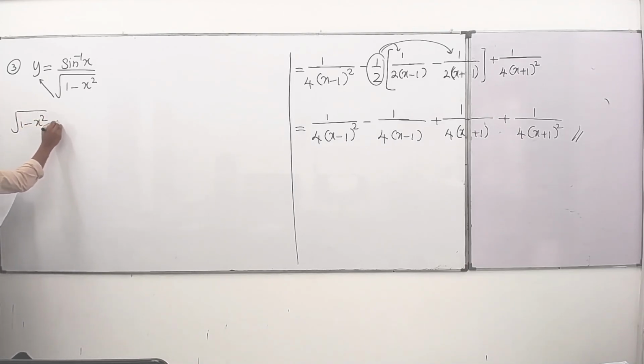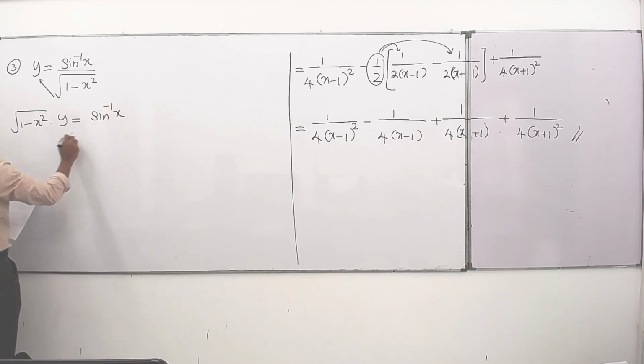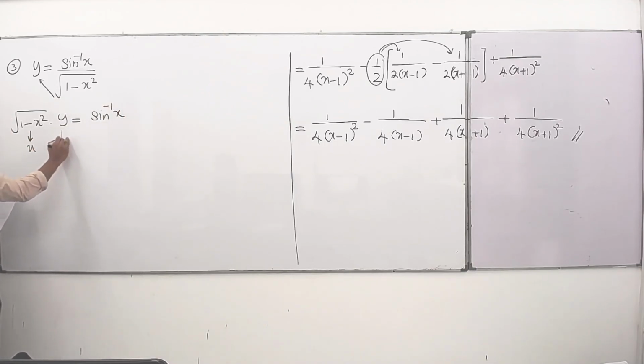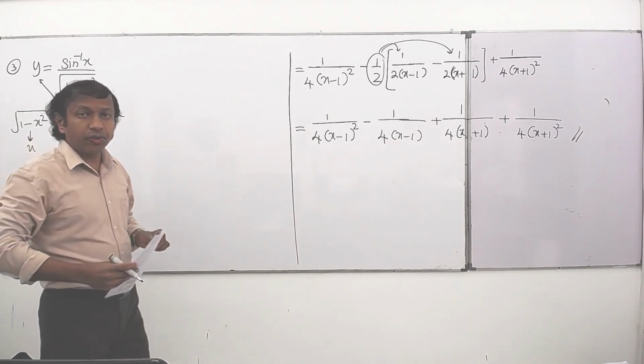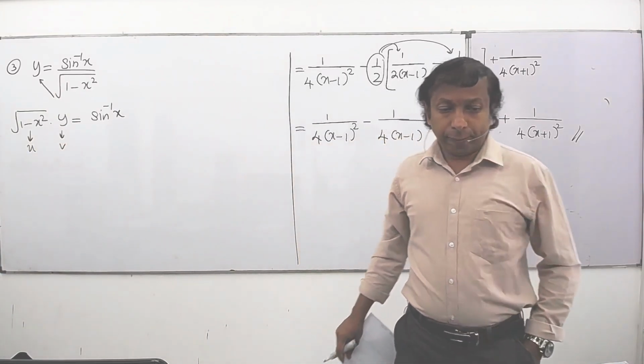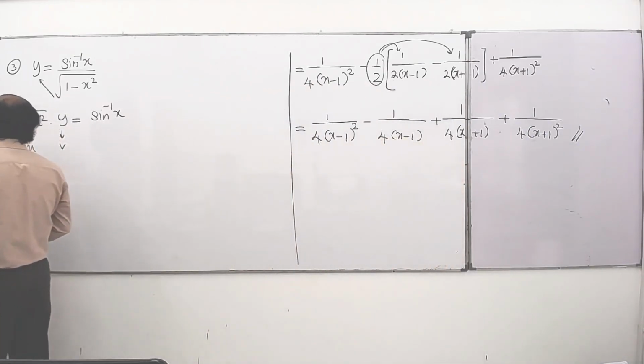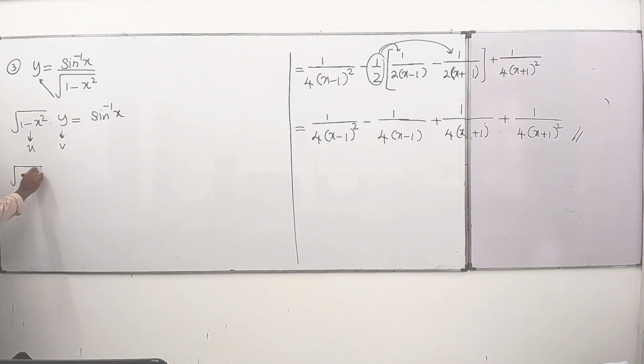1 minus x squared times y equals sin inverse x. This is a u function, this is a v function, right? UV product form only, we have to differentiate these first now. Okay, now we can differentiate the left hand side. Keep this 1 minus x squared as the same, derivative of y, dy by dx.